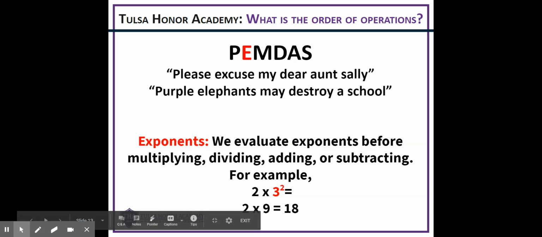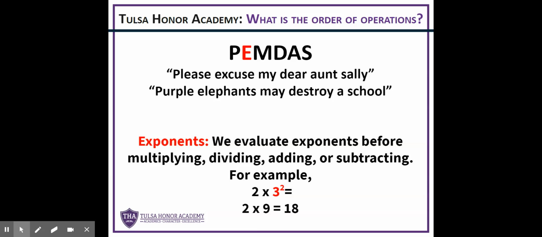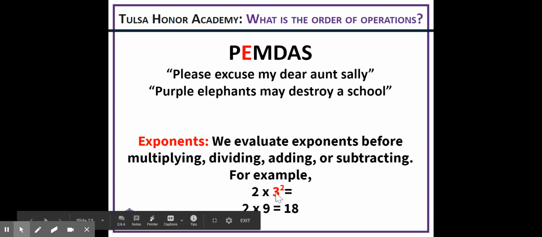Our next step in the order of operations is exponents. So when we have exponents, we evaluate exponents before we multiply, divide, add, or subtract. So for example, if we had 2 times 3 to the second, we would have to figure out what 3 to the second is before we figure out the rest of the problem. And 3 to the second is 9, which is why 9 is written there. So 2 times 9 equals 18.